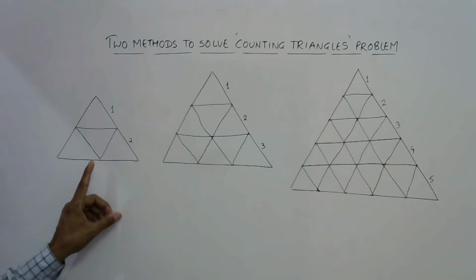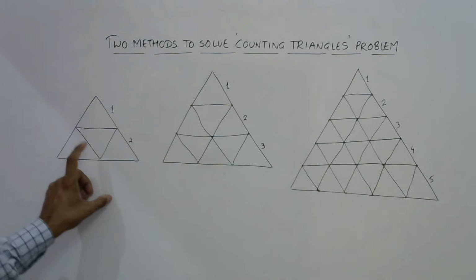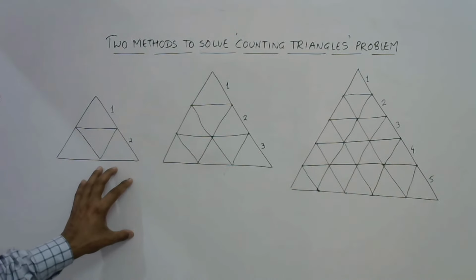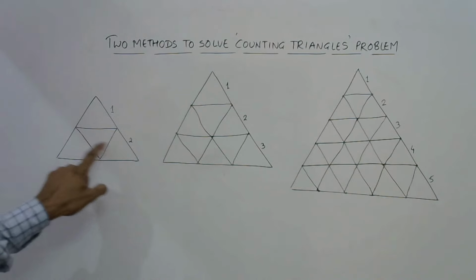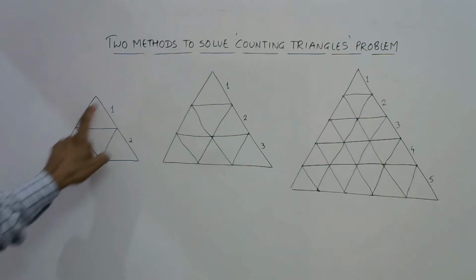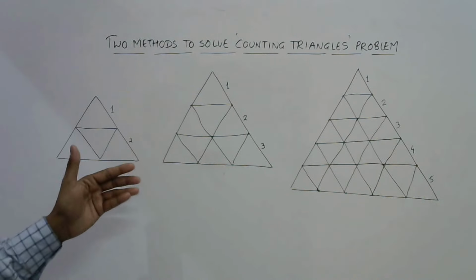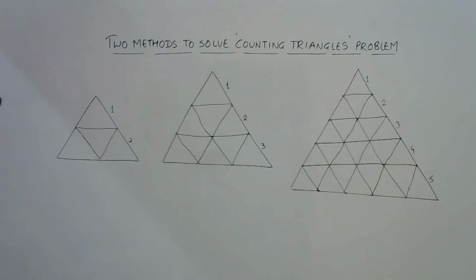Now see, if you closely look at this figure, traditional counting is very easy in this case because you have 1, 2, 3, 4 small triangles and one big triangle, so 5 triangles are there. How you get to that answer 5, that is very important. Now see the method which I am going to tell you to count these 5 triangles.